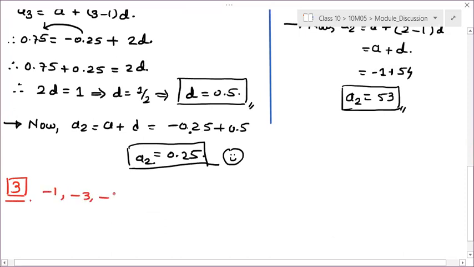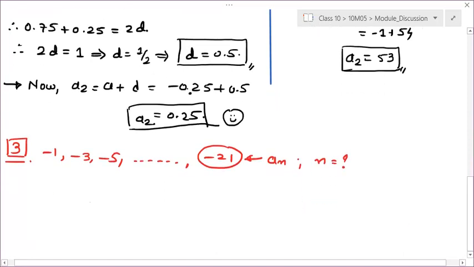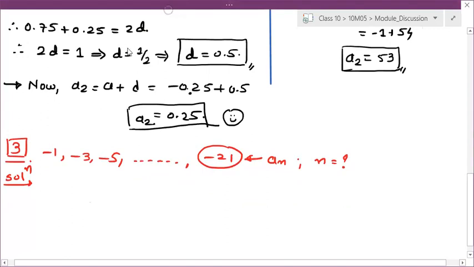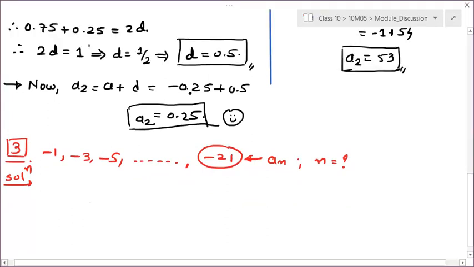-1, -3, -5 और आपको बोला गया, if it is -21 then which term is it? First understand the question carefully. In the question it is specified that this is an AP only. Now if it is an AP, can you find all the terms? Now who will tell me A for this AP? What is A? Type in chat box quickly. Reply to me privately. Yes, -1.